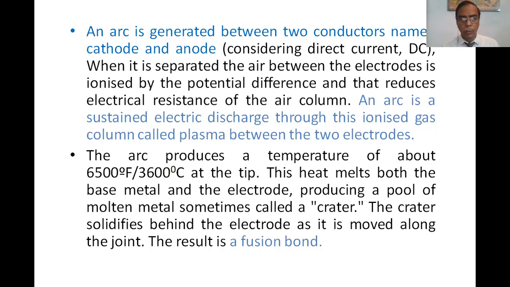The arc produces a temperature of about 6,500 degrees Fahrenheit, equivalent to 3,600 degrees centigrade, at the tip. This heat melts both the base metal and the electrode, producing a pool of molten metal, sometimes called a crater. The molten metal solidifies behind the electrode as it is moved along the joint. The result is a fusion bond.